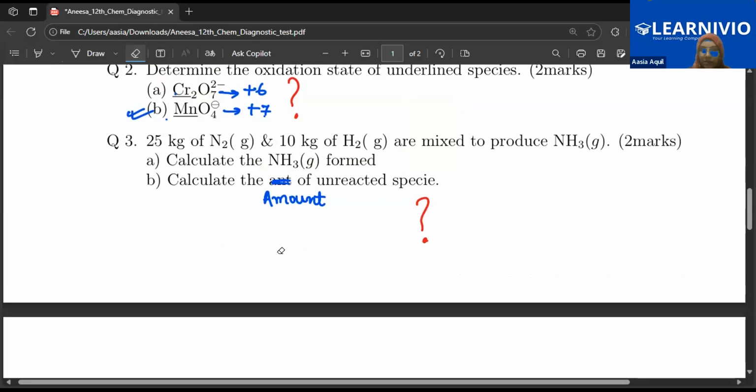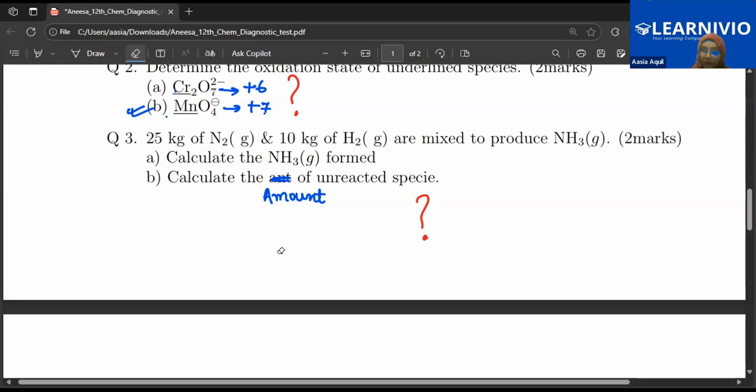Okay, see the next question. This is very important. This is a question from the first unit, the stoichiometry topic of class 11. See what is given over here: 25 kg of nitrogen N2 reacts with 10 kg of hydrogen, so they produce ammonia, NH3. The question is to calculate the amount of ammonia which is formed, and second, to calculate the amount of unreacted species. But don't be confused about unreacted species.